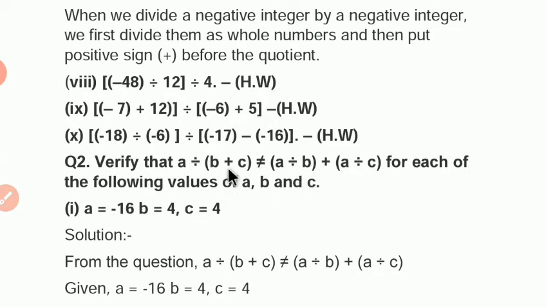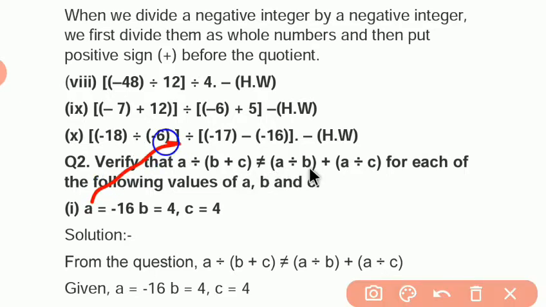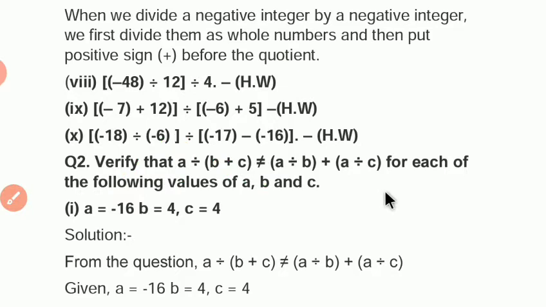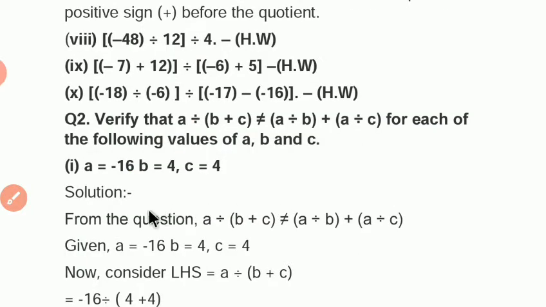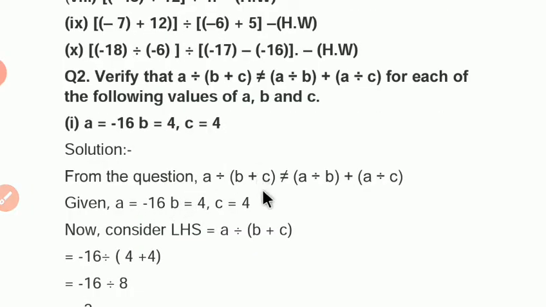Here we have to verify that a divided by (b plus c) is not equal to a divided by b plus a divided by c. So first we will take the LHS, means a divided by (b plus c), and in this we will put the value of a, b, c. So from the question, a divided by (b plus c) is not equal to a divided by b plus a divided by c. This one we have to show.